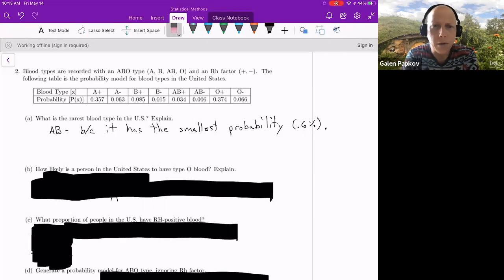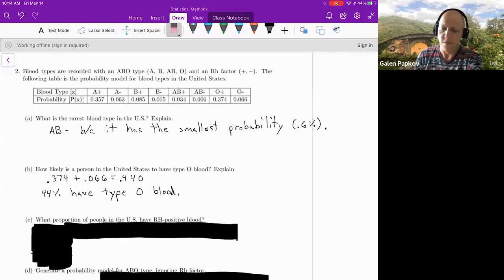Part B, how likely is a person in the US to have type O blood? And explain. So type O is either O positive or O negative. In this case, if you're type O, you could be either. And so you're going to add up those two probabilities, which is going to give you 0.44, it looks like. And there you have it. So you add up 0.374 and 0.066, and that gives you 0.44, or 44% of people in the US have type O blood.